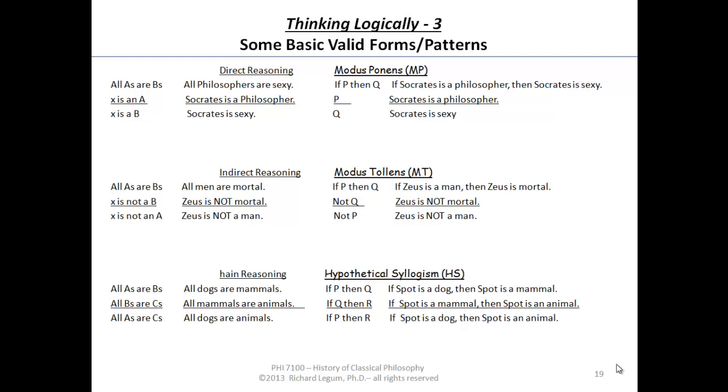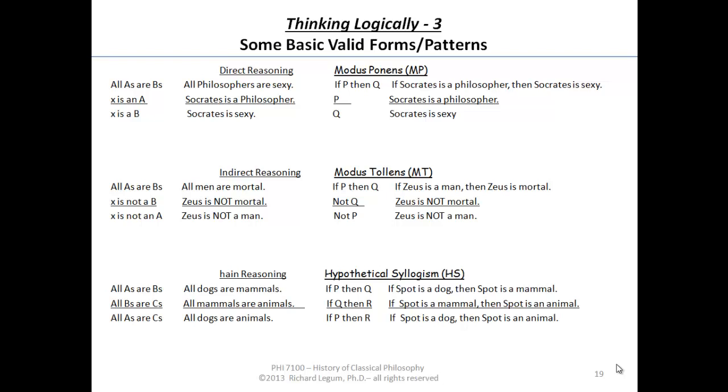Then you have the indirect reasoning, the right to left reasoning. I hope I said left to right before. Direct reasoning is from left to right, the way you write. Indirect reasoning is going in the other direction. That is, all men are mortal. Zeus is not mortal. Therefore, Zeus is not a man.